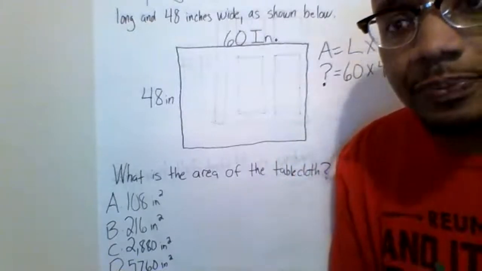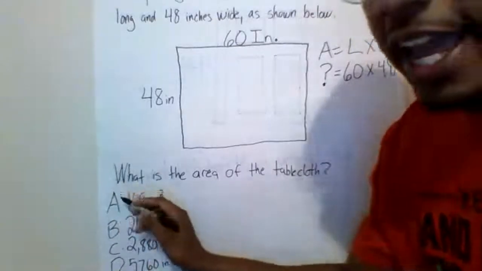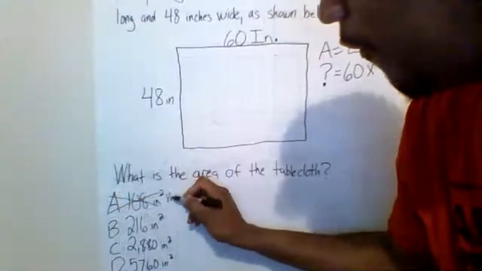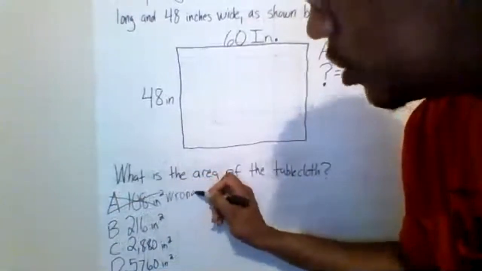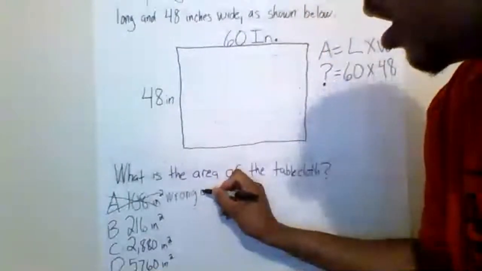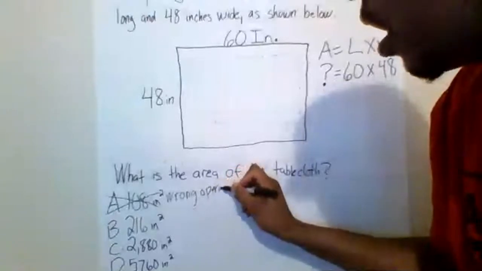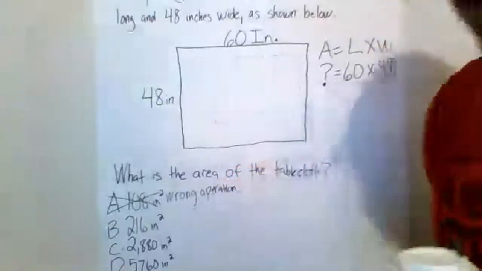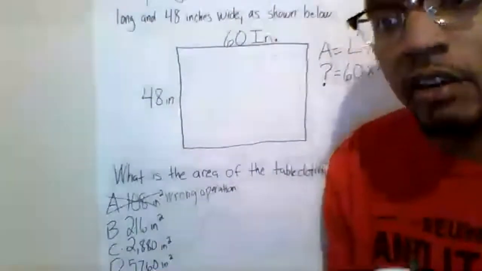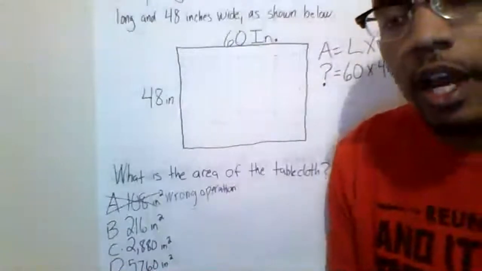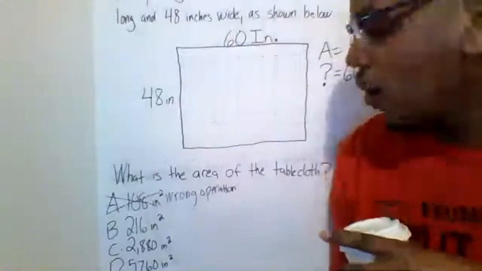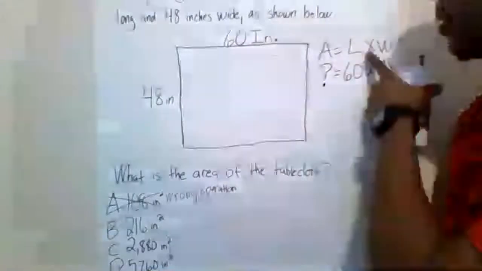Good. I see you, Natalie. A is the wrong operation, sniper. Wrong operation. Trying to get me not paying attention. Because all A did was add, like y'all typed in. I see you yourself, Miss Lino. All right, I see you. All you did was add when you should have been multiplying, because the formula for area is multiplying.